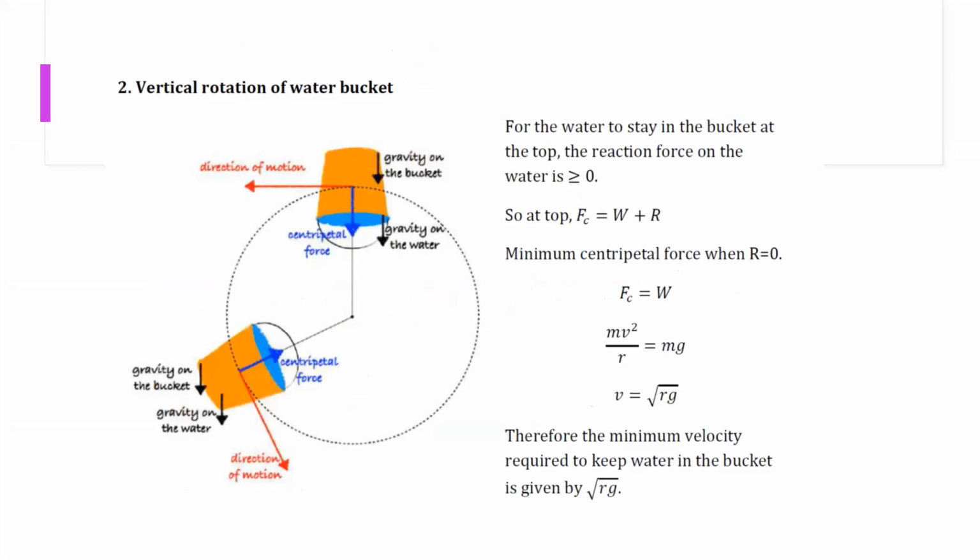is filled with water, and the water is not falling at this position. If I mention the position A, so this one is position A and this is position B. So in this case, what happened? When you check the forces, for the water to stay in the bucket at the top at this position A, the reaction force on the water should be greater than or equal to 0.